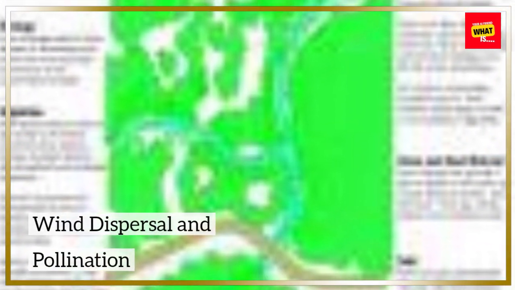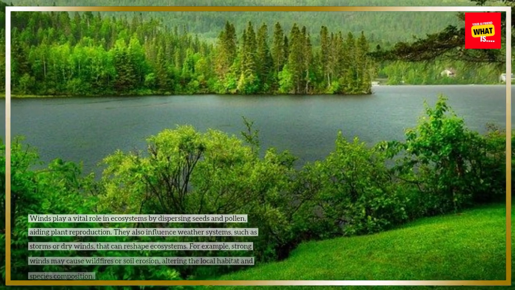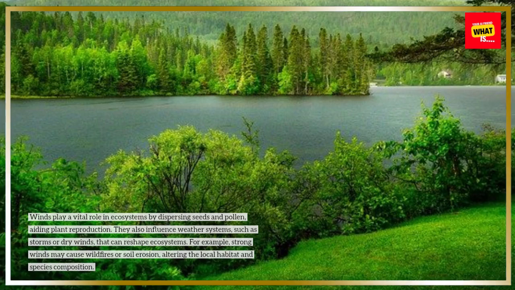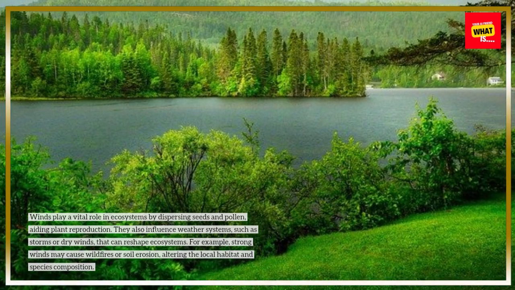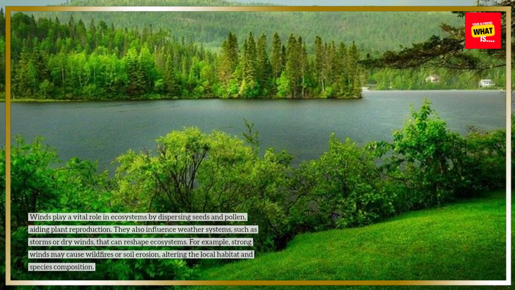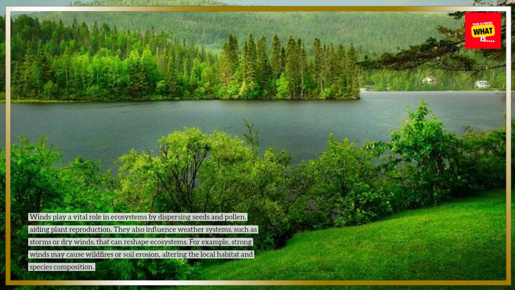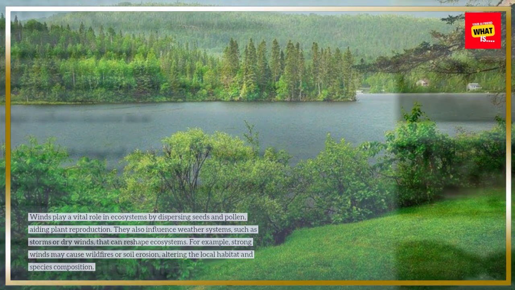Wind dispersal and pollination. Winds play a vital role in ecosystems by dispersing seeds and pollen, aiding plant reproduction. They also influence weather systems, such as storms or dry winds, that can reshape ecosystems. For example, strong winds may cause wildfires or soil erosion, altering the local habitat and species composition.